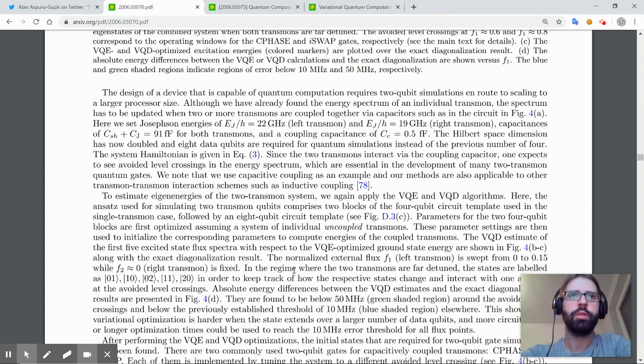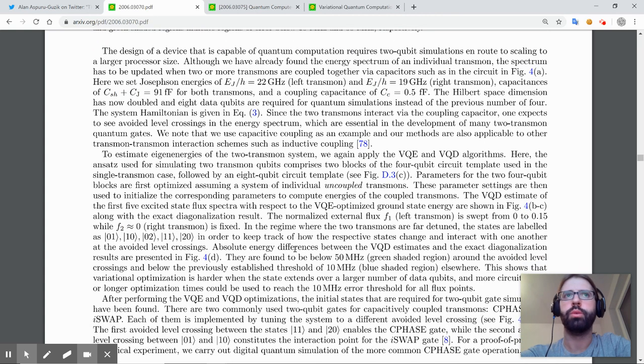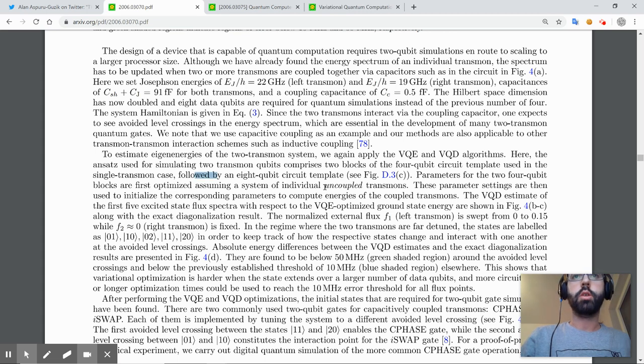I'm just reading roughly through these to estimate eigenenergies of the transmon system. We can apply algorithms here. The ansatz used for simulating 2 transmon qubits comprises 2 blocks of the 4-qubit circuit template used in the single transmon case, followed by an 8-qubit circuit template.